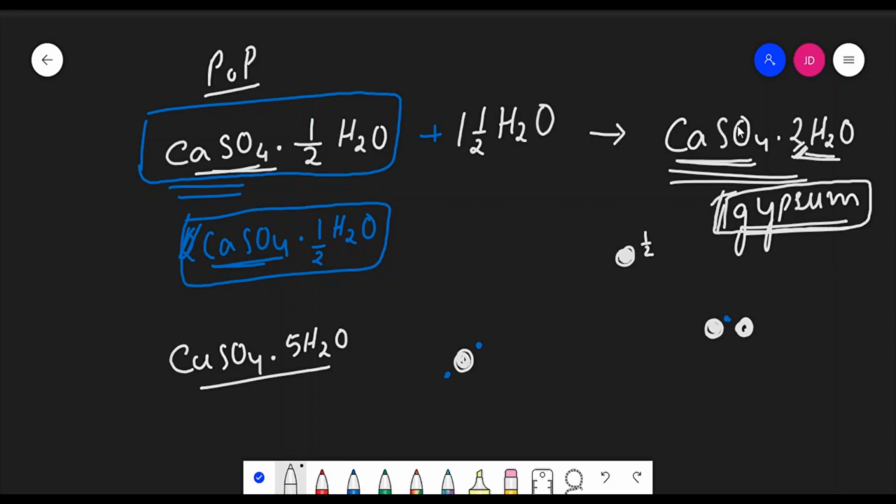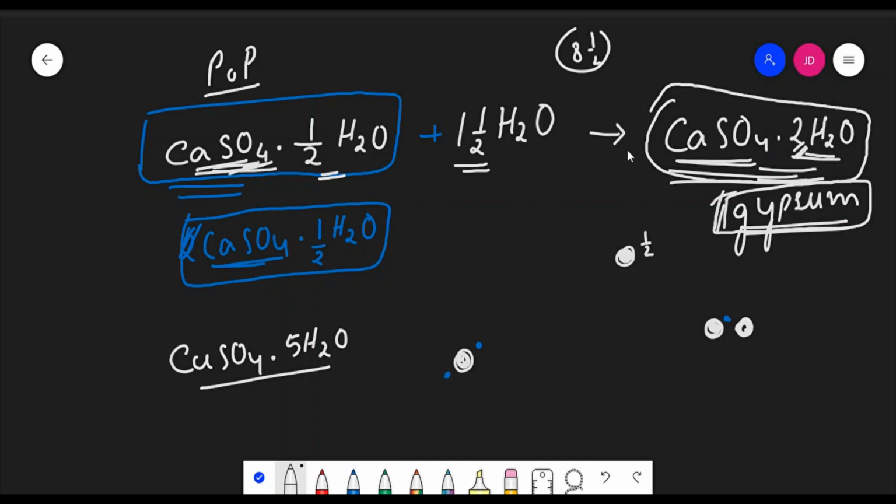Suppose he was putting 10 waters, the CaSO4 actually had half water. Now he put 10 extra water. Out of the 10, one and a half it will capture, CaSO4 will capture the one and a half to become CaSO4 dot 2H2O. The remaining, suppose 8 and a half, will evaporate and go away. And when it becomes dry, it becomes very hard, and that is how our plaster works. Okay, so this gypsum, or plaster of Paris, can be used to make some decorative toys and all. So this is all about our plaster of Paris.